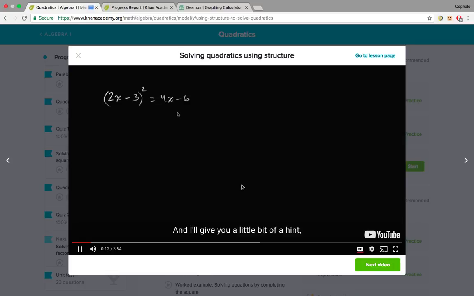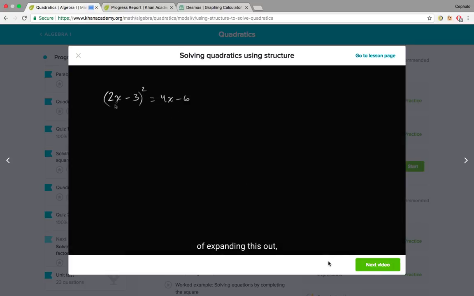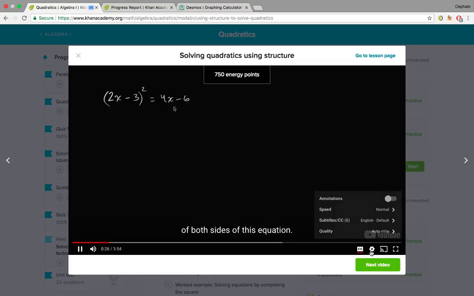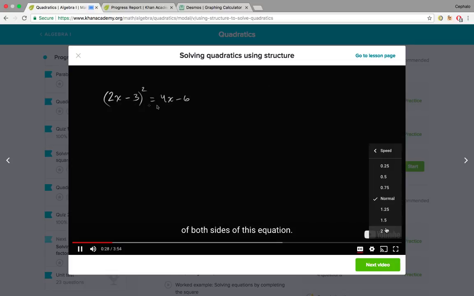I'll give you a little bit of a hint. You could do this in the traditional way of expanding this out and then turning it into a classic quadratic form, but there might be a faster or a simpler way to do this if you really pay attention to the structure of both sides of this equation.